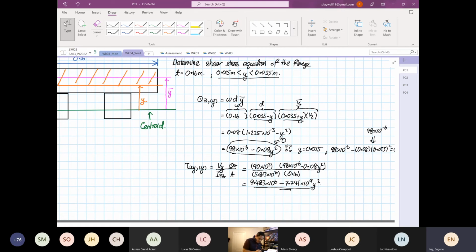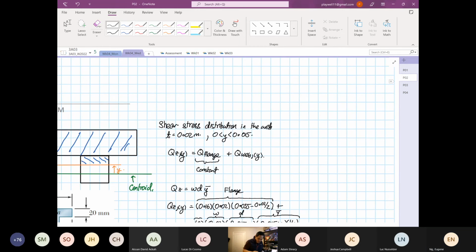So if you use this formula again, you plug in 98 times 10 to the power minus 6, minus 0.08 multiplied by 0.015 squared. You should get the same. So 98 times 10 to the power minus 6 minus 18 times 10 to the power minus 6 is equal to 80 times 10 to the power minus 6. There you go. You just check that your equation over here is correct.